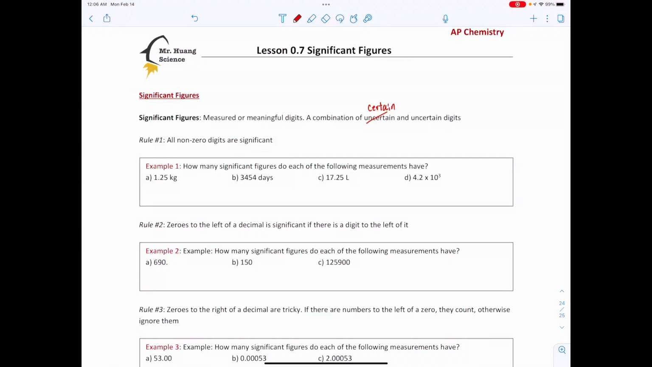In this lesson, we are going to learn about significant figures and why they matter in our measurements and calculations. So significant figures are measured or meaningful digits. They are a combination of certain and uncertain digits. There are about 3 rules that will tell us what digits are going to be significant.